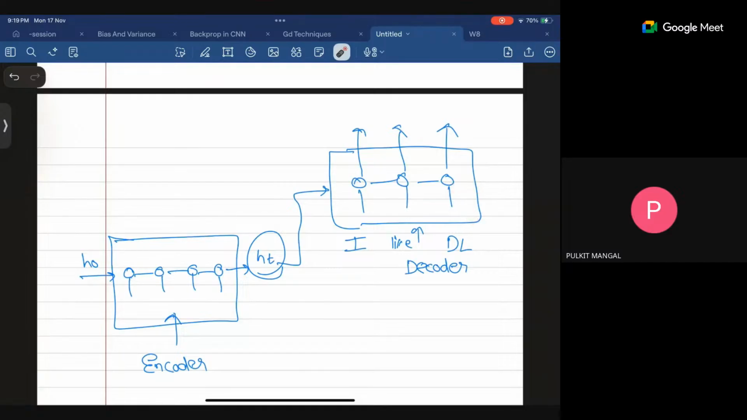But this is only done at training time. At test time, or inference time, you use the predicted word only. Whatever predicted word you get, you feed that word as the input to the next step. So, is teacher forcing clear?